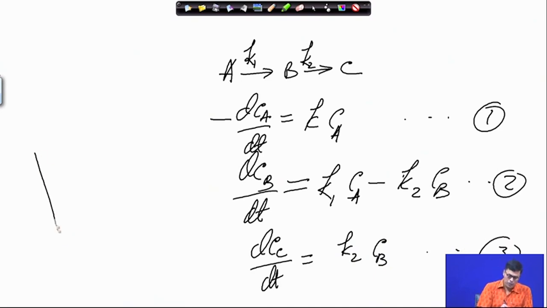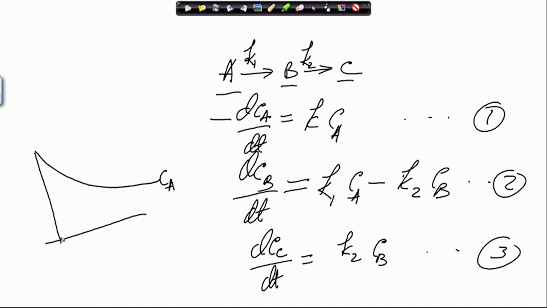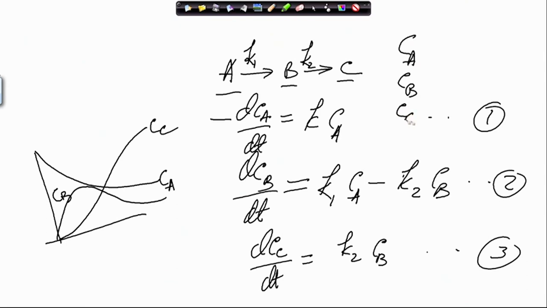Now here, if you want to draw a profile of the three components present in the reaction mixture, I have shown you in the chain reaction that the first component Ca will keep on decreasing with respect to time, and B will increase and then decrease, this is Cb, and the last component will keep on increasing with respect to time, that is Cc. Now here, we are interested in developing the equation for Ca, then Cb, then Cc, so that we can correlate each individual equation with time, and if we put the time in that equation, we can get the respective value.